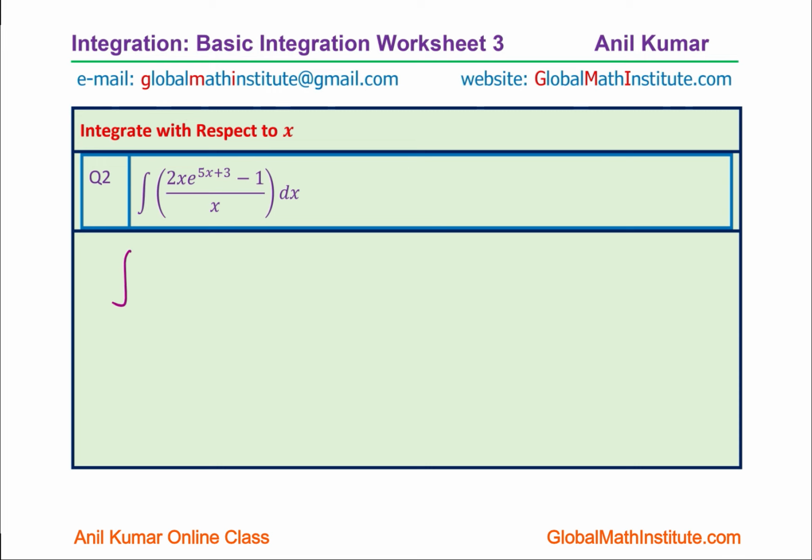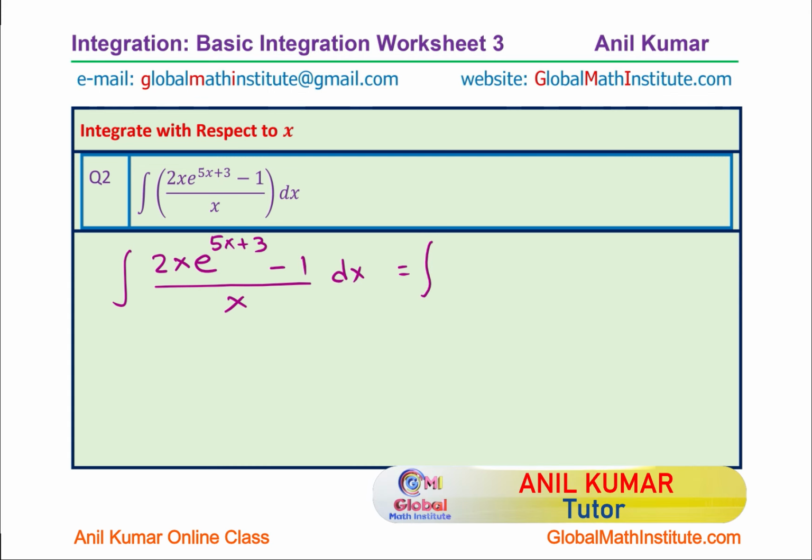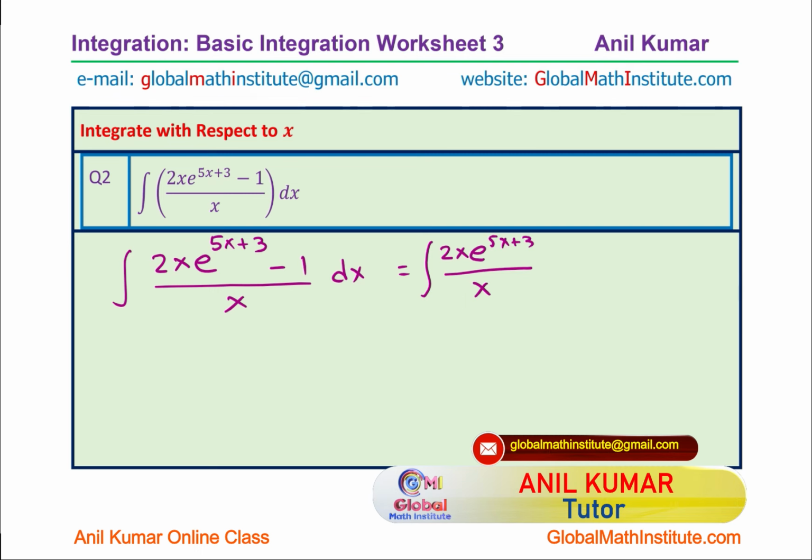Now let's take up the next question, which is involving exponential functions. So let me rewrite this. It looks kind of complex. So we have 2x e to the power of 5x plus 3 minus 1 over x, correct? We have to integrate with respect to x. Look here. We can write each term separately, right? So that is to say, integral of 2x e to the power of 5x plus 3 over x dx, right? Minus integral of 1 over x dx. Is that clear to you?